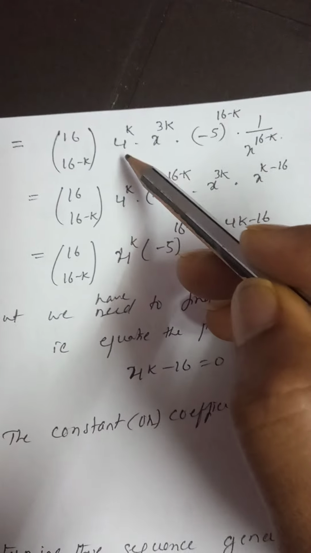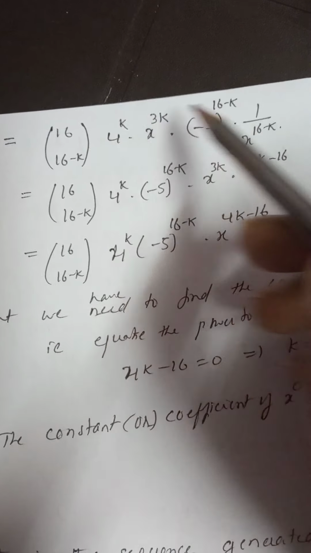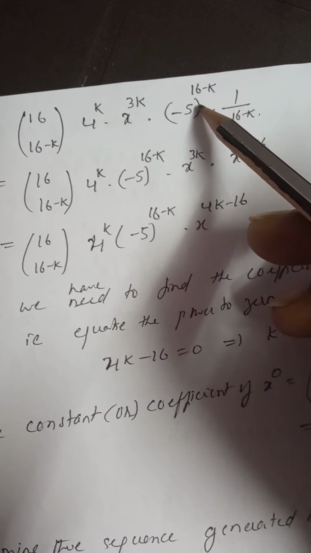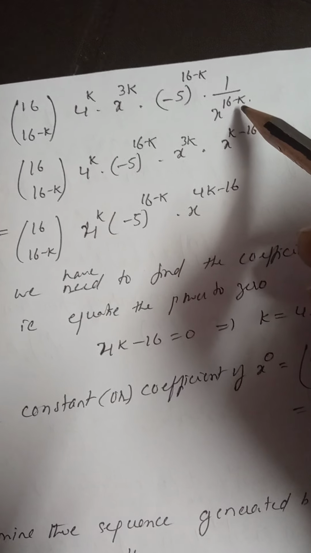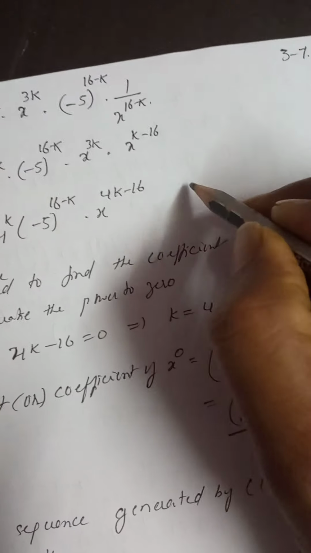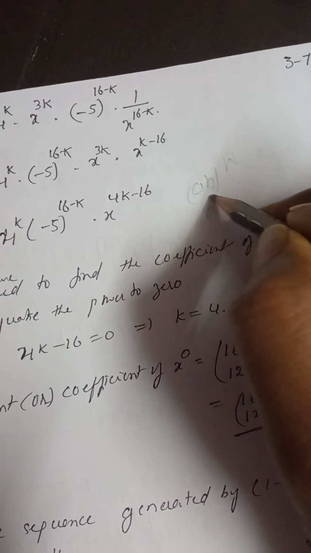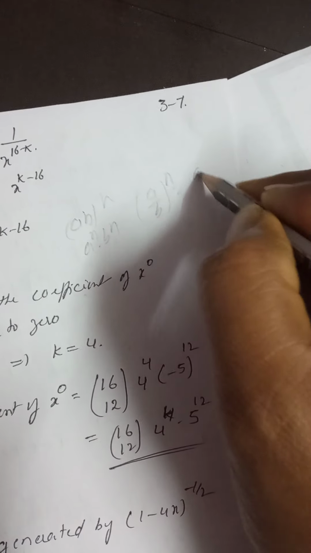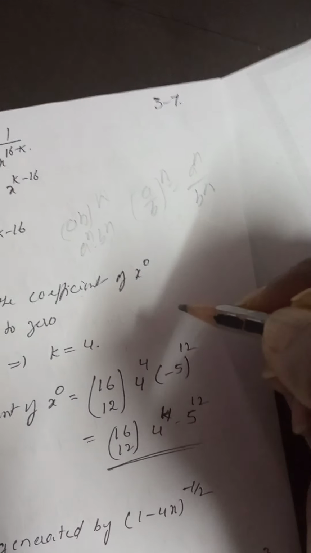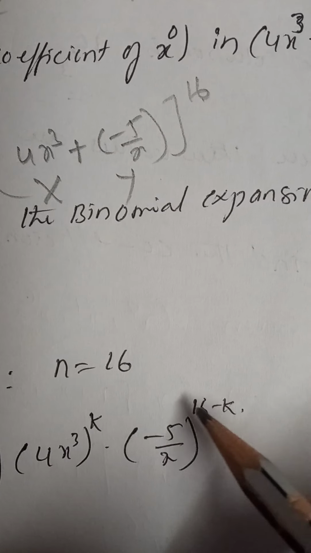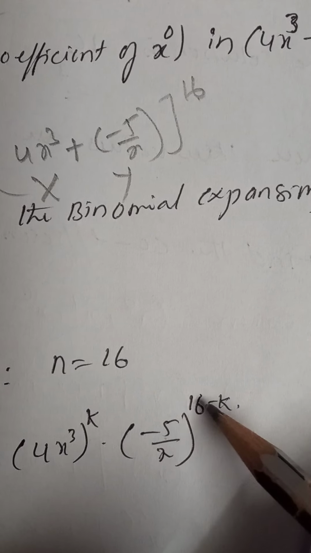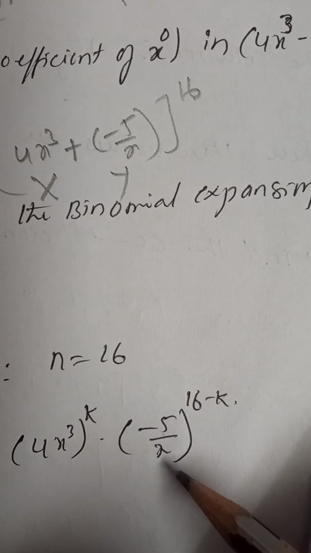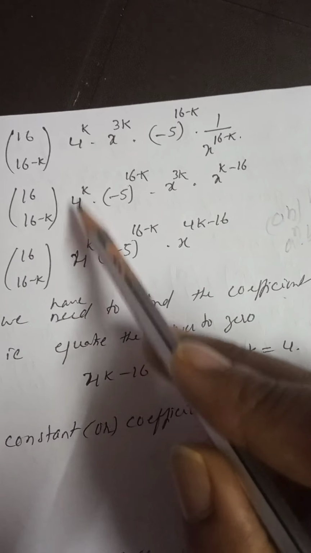16C(16 − k) 4 power k into x to the power of 3k into (−5) to the power of 16 − k times 1 by x to the power of 16 − k. That means we are applying this formula: (ab)^n can be written as a^n into b^n. Another formula is (a/b)^n is equal to a^n by b^n. Simply we are applying the basic formulas here. (−5/x)^(16 − k) can be written as (−5)^(16 − k) by x to the power of 16 − k. Right? Now, here 16C(16 − k), 4 power k as it is.